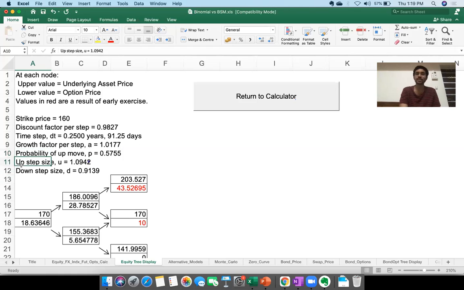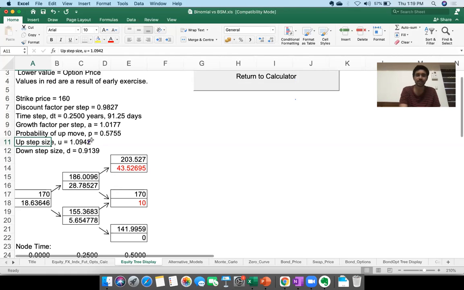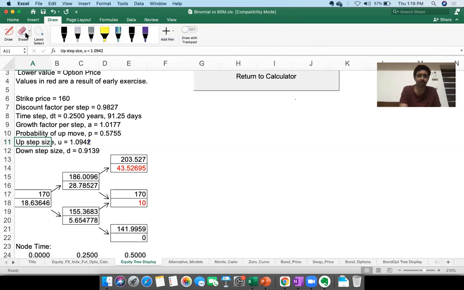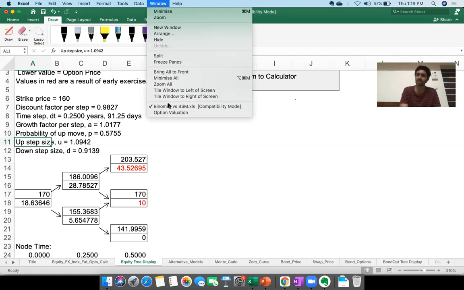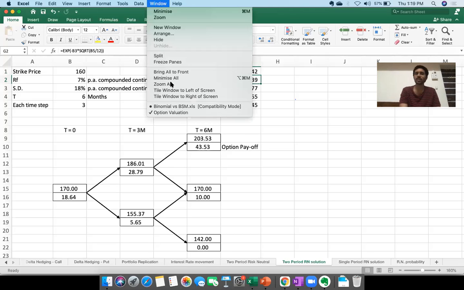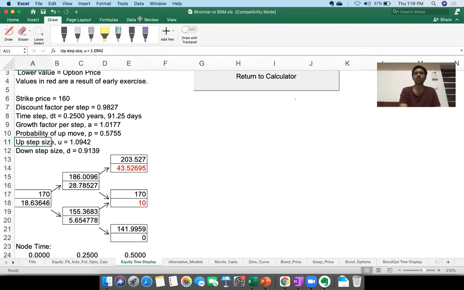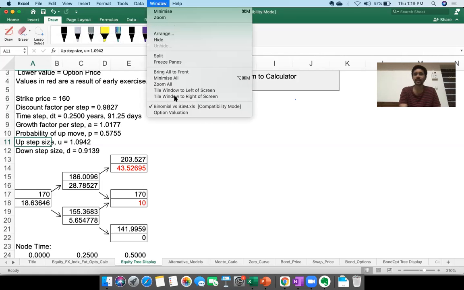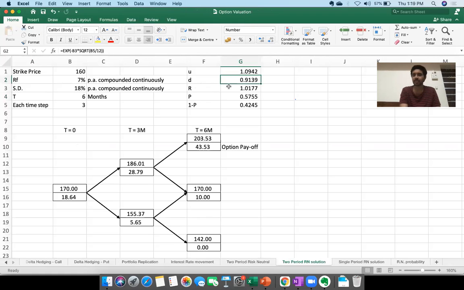And then it is showing us a U of 1.0942. Apologies, there's something. Yeah, it's showing us an up move of 1.0942 and a down move of 0.9139. And this will also exactly match with what we had: U of 1.0942, down move of 0.9139. And what we actually denoted as R over here, 1.0177, Hull actually gives it a notation of A.